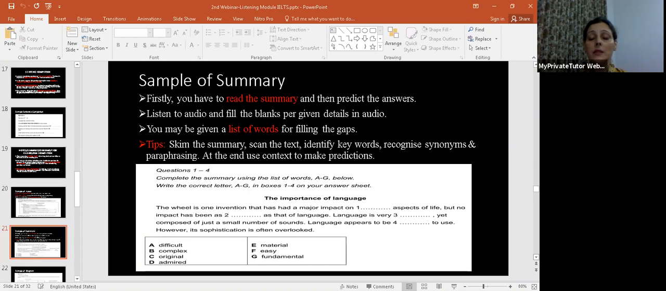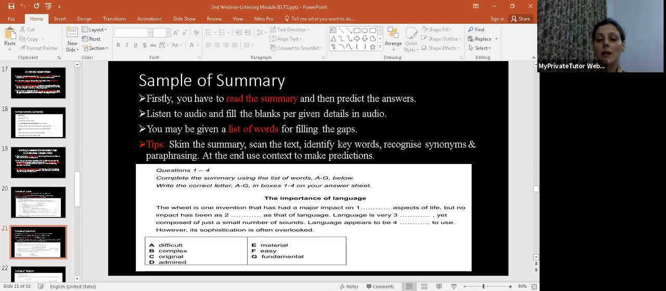So for attempting this sort of question, the strategy you are going to make is to skim the summary, scan the text, identify keywords, recognize and paraphrase, and at the end use context to make predictions. Maybe the paraphrased words are going to be there, like in the given example on the slide. Maybe you're going to choose one of the words for this blank, that it can be any sort of that. Whatever is over there, you're going to do A, B, C, D.